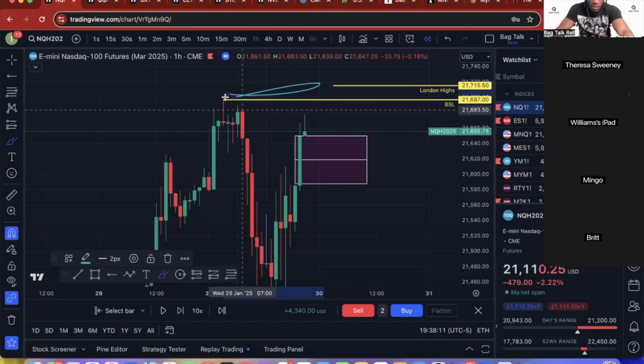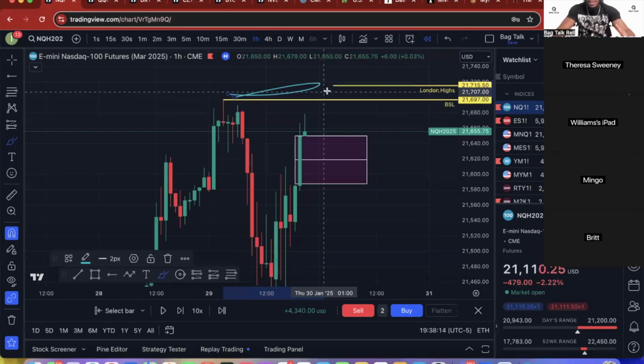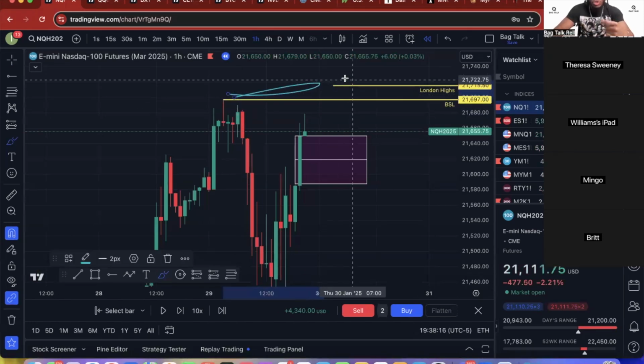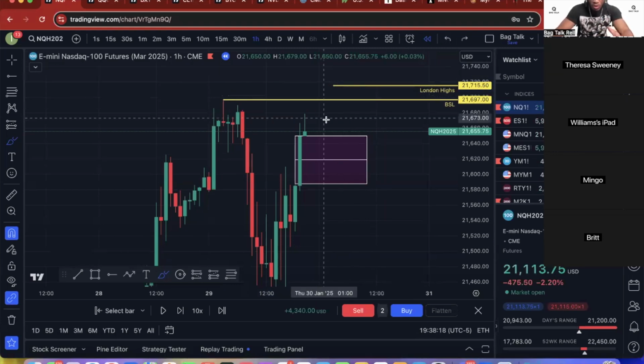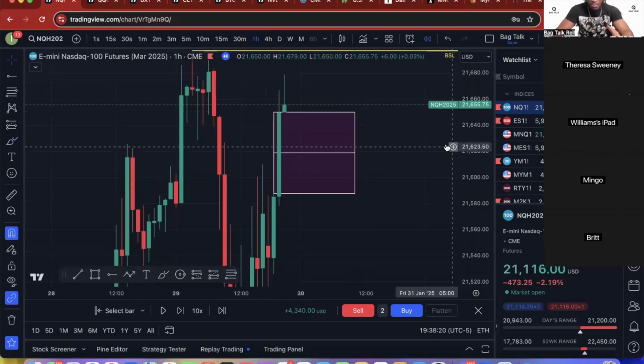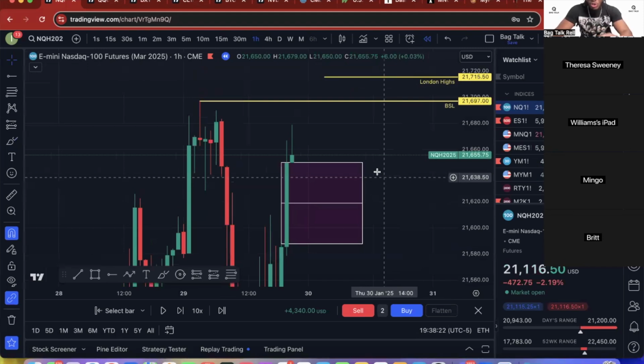Price wants to come above this red wick. Why? Because there's a pool of stop losses there. So you guys will learn more and more that price just targets stop losses. That's it. Price is just targeting stop losses.